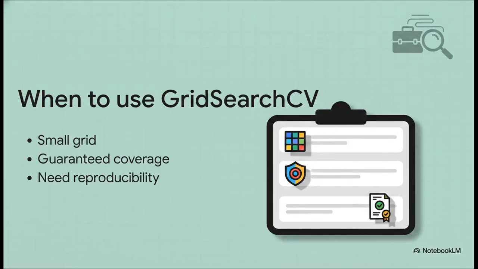So you're probably wondering, when do we actually use this? Well, it's perfect for small grids, like under 50 combinations. It guarantees you check every single dark corner of your defined space. But more importantly, Agerbas audit mange, meaning if your stakeholders or managers demand a strict, reproducible, deterministic report of exactly what was tested, GridSearchCV is your absolute best friend.